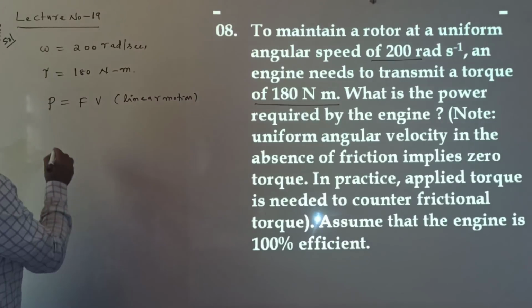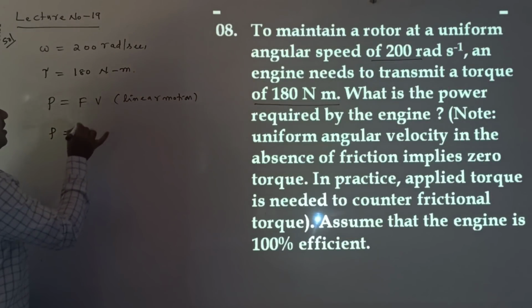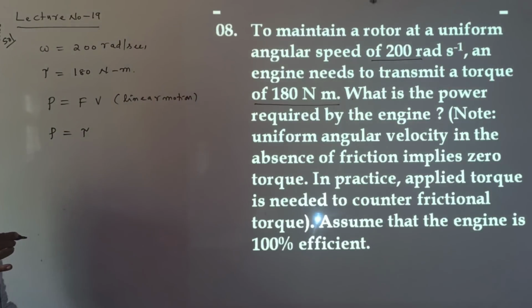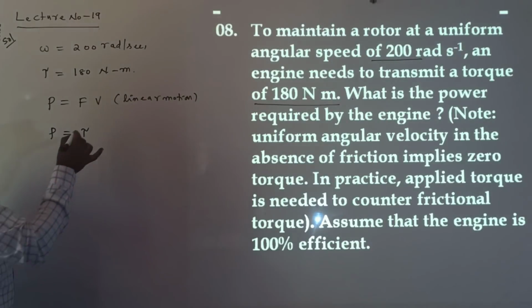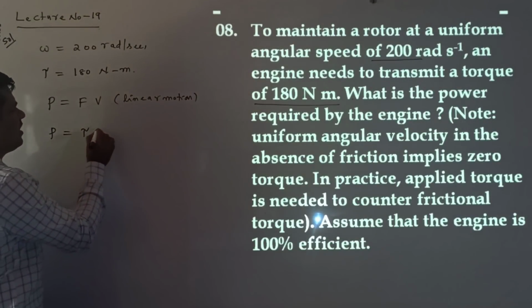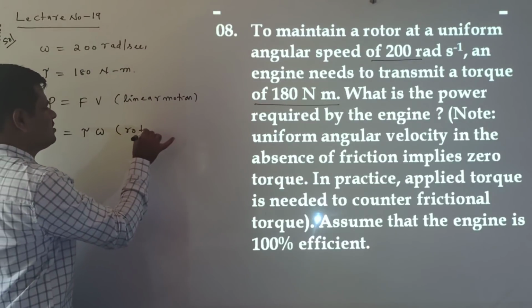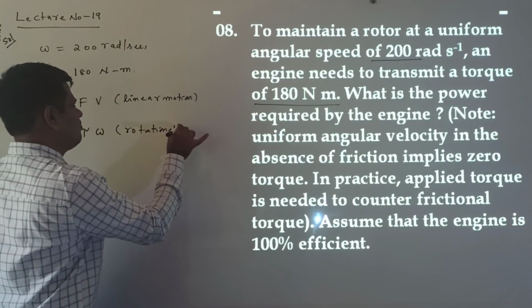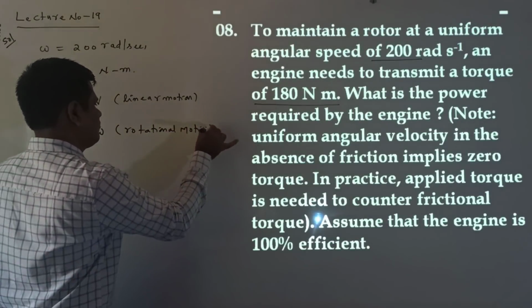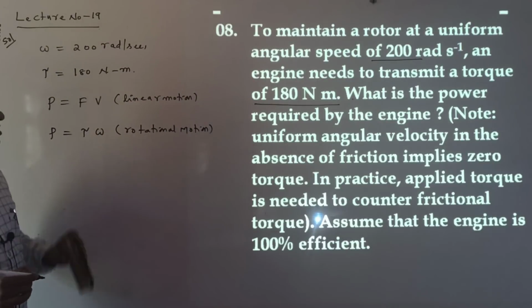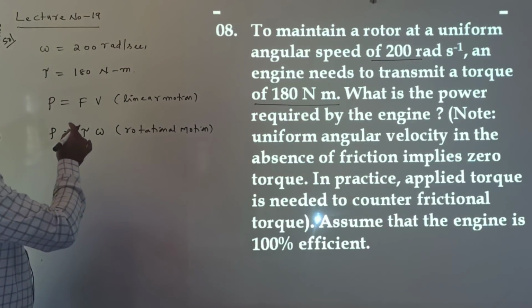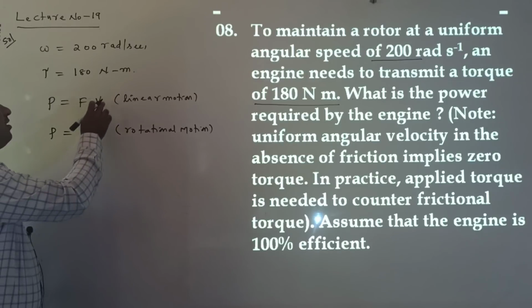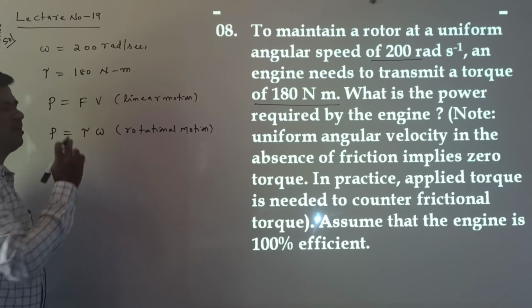In rotational motion, I am writing here, power is equal to... in the place of the force, what is coming here? Torque. In the place of the linear velocity, angular velocity is coming here. This is in linear motion, this is in rotational motion. In the place of the force, the torque is coming; in the place of the linear velocity, angular velocity is coming.